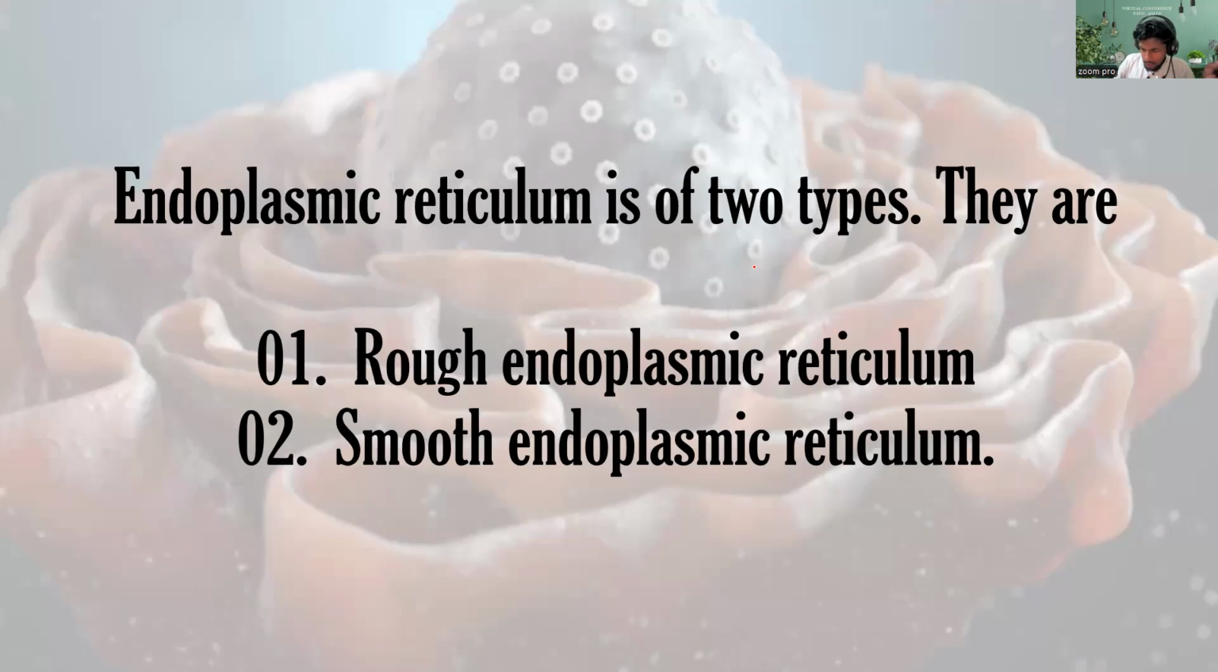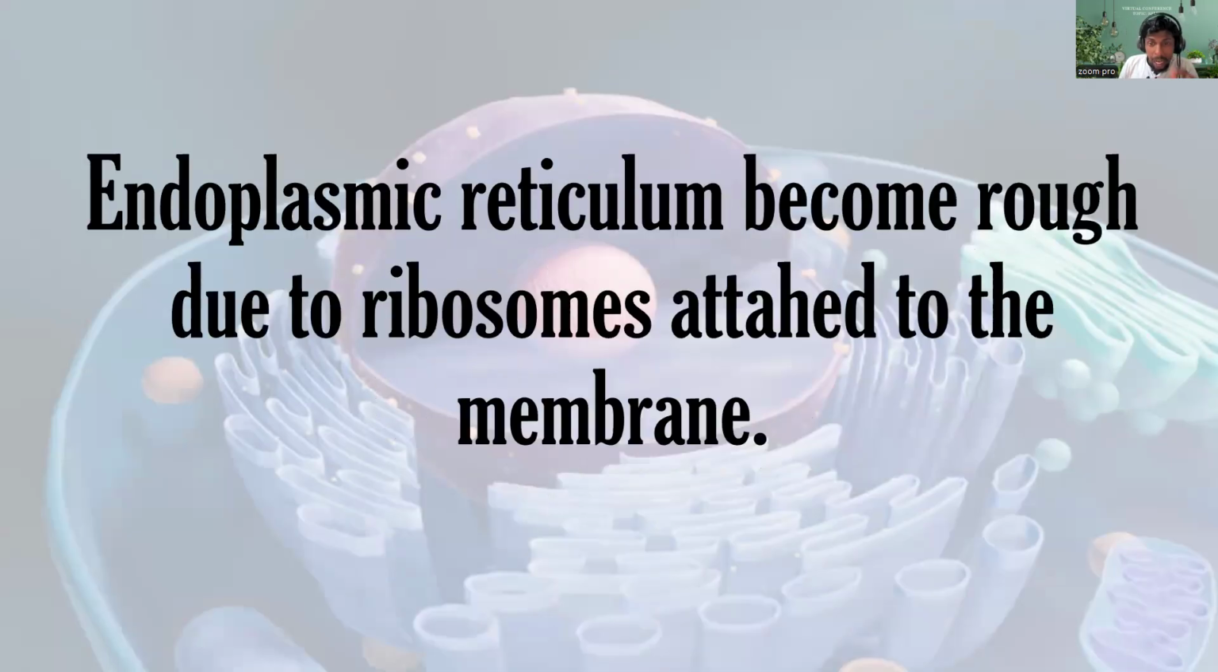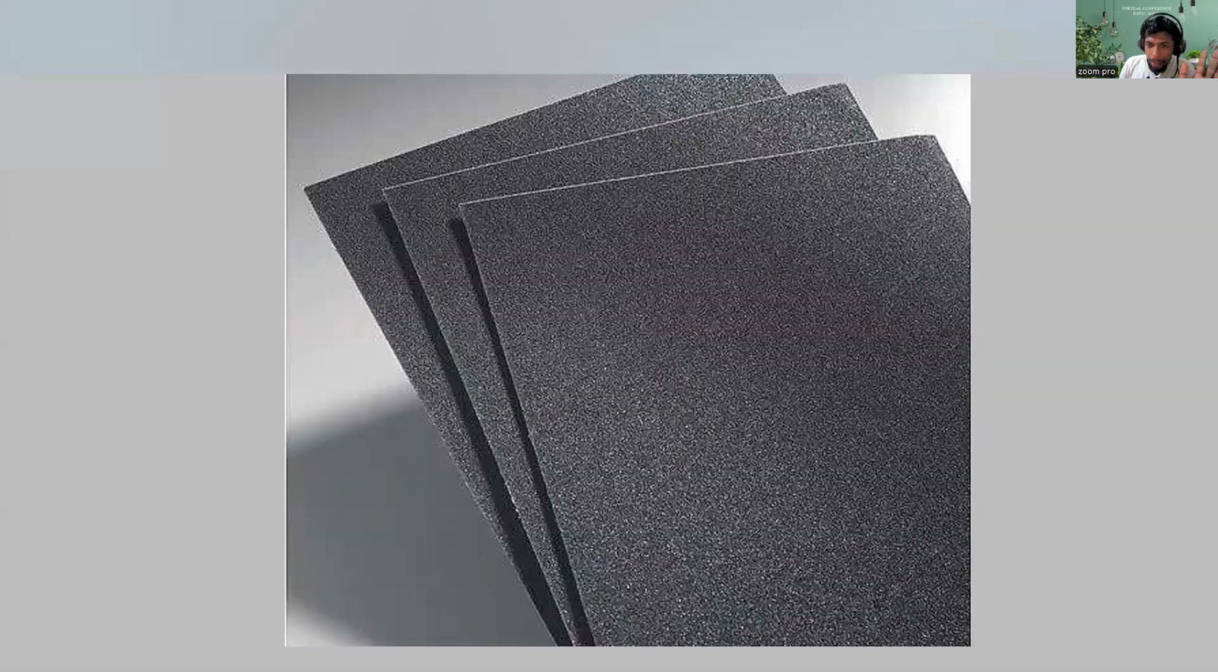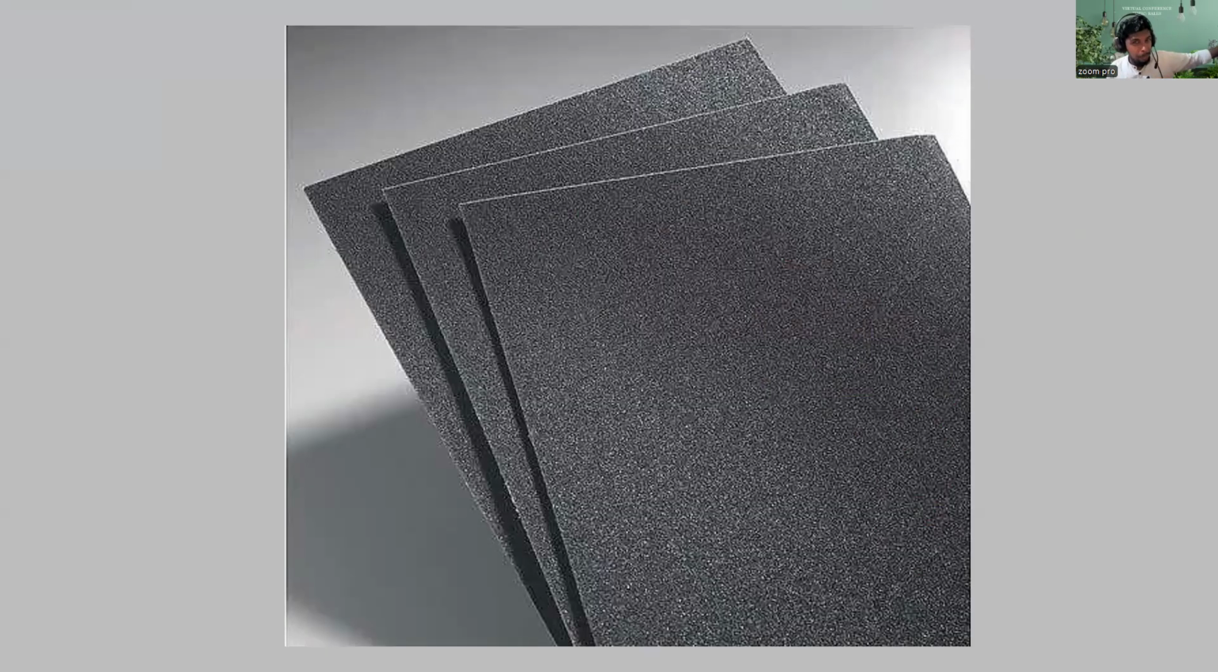So what is the function of the ribosome? It provides the place for protein synthesis. So protein synthesis occurs in the ribosome, and the rough endoplasmic reticulum becomes rough because the ribosome is there. You know sandpaper. Sandpaper becomes rough because of the sand. You may have seen sandpaper, right? It is used when painting, to rub the surface. So sandpaper becomes rough because of the sand. Same like that, the endoplasmic reticulum becomes rough because of the ribosome.